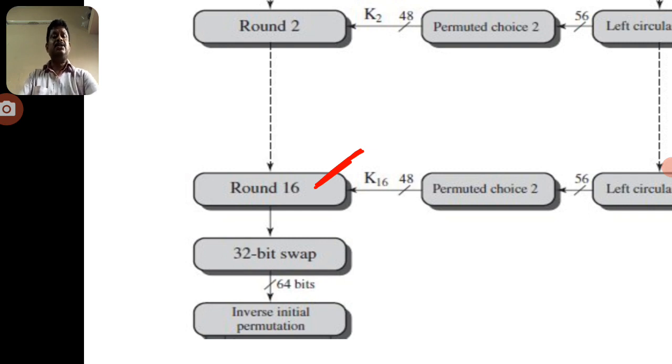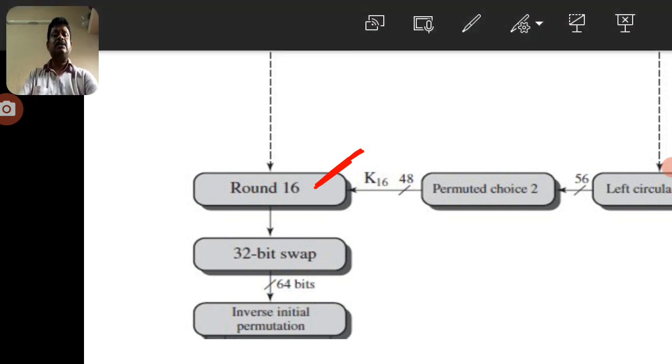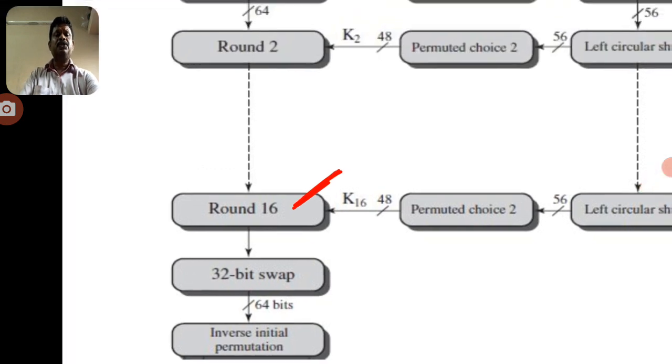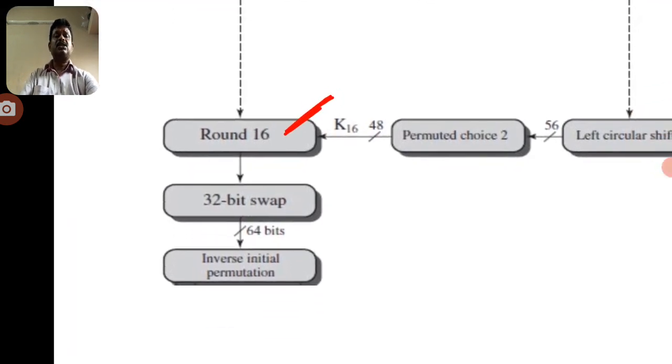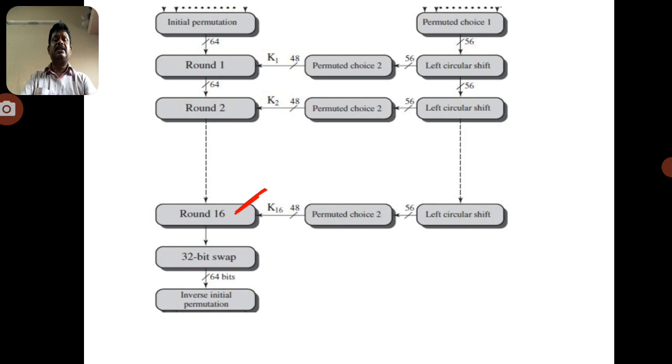After that you can observe we apply the 32-bit swap function. What the 32-bit swap function does is divide the data into 32-bit halves. We swap the left side data to the right side and the right side data to the left side. So this is the swap function, that is the 32-bit swap. After that we apply the inverse initial permutation.